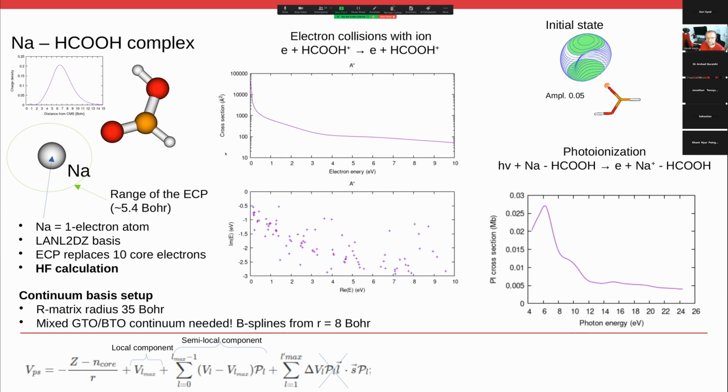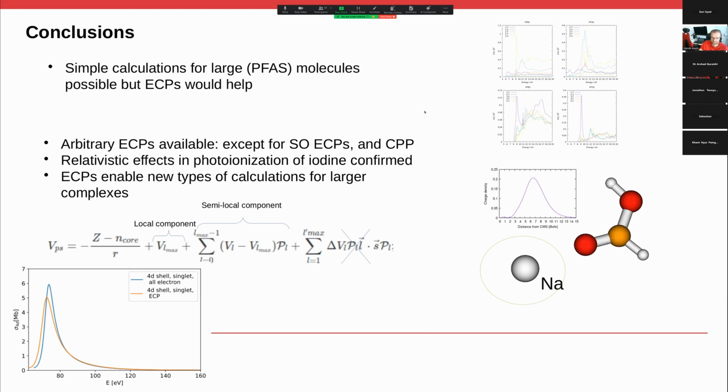So this calculation serves to show an example where ECPs are indispensable to do the calculation, and where they also maximize the efficiency by removing the maximum number of electrons. These are my conclusions. I showed you that we can do calculations for very large molecules with UKRmol+, but they are currently limited, and we would be very much assisted by effective core potentials. This is something we will look into in the future. The effective core potentials are currently available, except for spin-orbit, but we don't think this is crucial at the moment. We have shown that ECPs can partially describe some of the relativistic effects observed in iodine. And the ECPs enable new types of calculations for complexes, such as this sodium-doped formic acid.